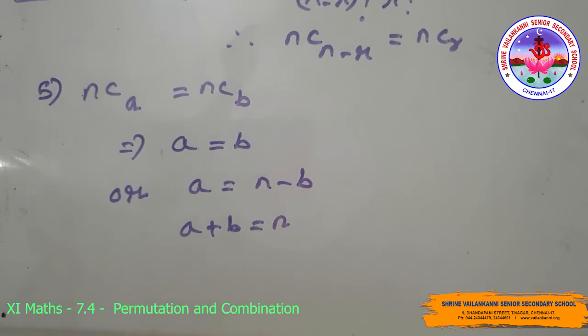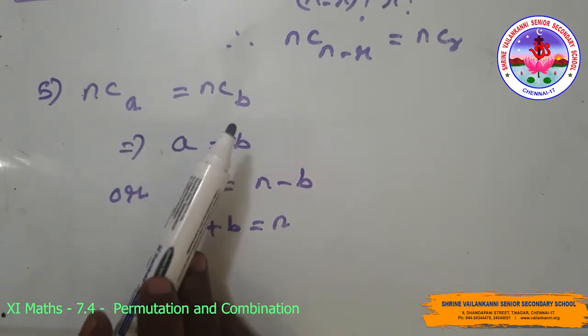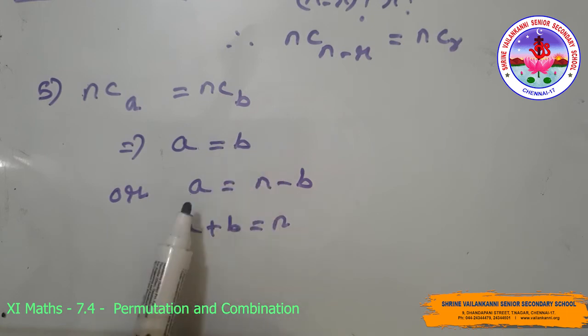The first one is NCN, which is equal to 1. Then NC0 is 1. Then NCR is n factorial by R factorial into n minus R factorial. Then NC n minus R equal to NCR. Then NCA equal to NCB, so either A equal to B or A plus B equal to n.